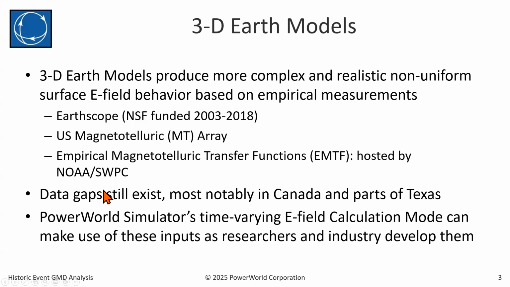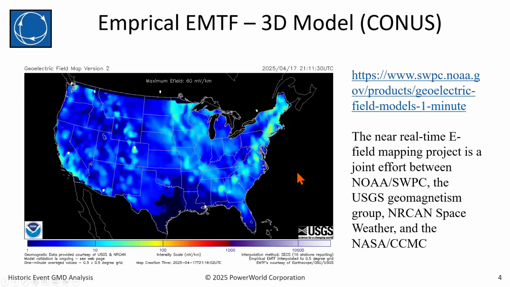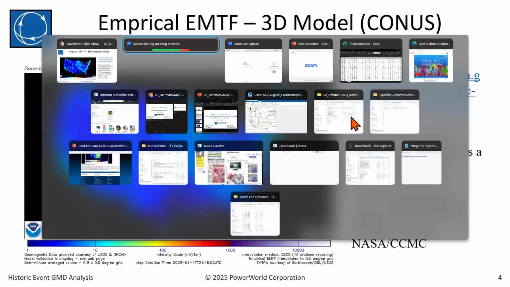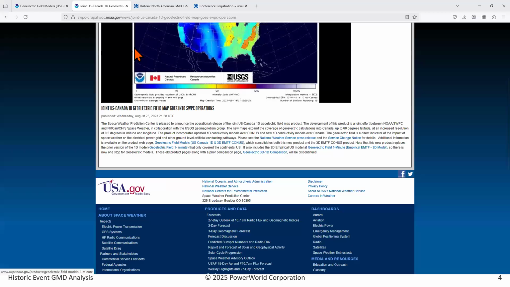For the 3D Earth models, there's still some data gaps. Most notably, it's really just the continental U.S. and it's missing some parts of Southeast Texas. But we can read this data in, or the data based on the 1D Earth model transfer functions as well, in our time varying E-field calculation mode, which I'll show in just a moment. This is from the NOAA SWPC website at this address right here, and this is the coverage for the 3D model. So if I switch over to the website right now, I'll show you a little bit more about that.